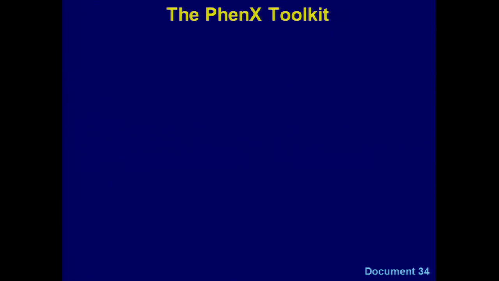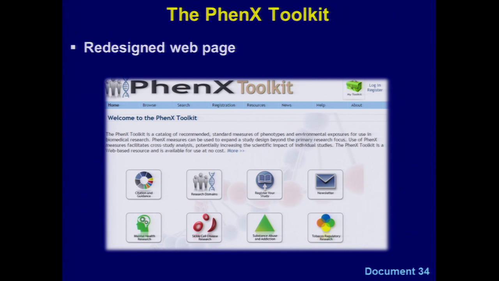The PhenX Project, which aims to produce an online resource of standard measures for capturing data on common diseases, phenotypic traits, and environmental exposures, continues to add more features and expand its user base. This past October, version 13 of the PhenX Toolkit was released and includes a redesigned webpage, making it easier for researchers to find the standard measures and supporting material relevant for their research studies.